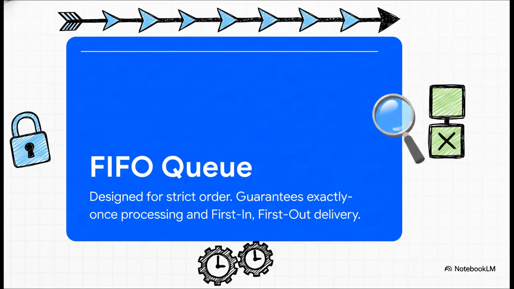And then, on the other side of the coin, you have the FIFO queue. FIFO, as you probably know, stands for first in, first out. And this one is all about precision. It gives you two rock-solid guarantees. Messages get processed in the exact order they were sent, and each message is processed exactly once. No duplicates, no reordering, period.